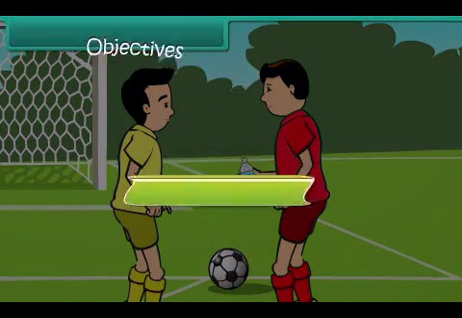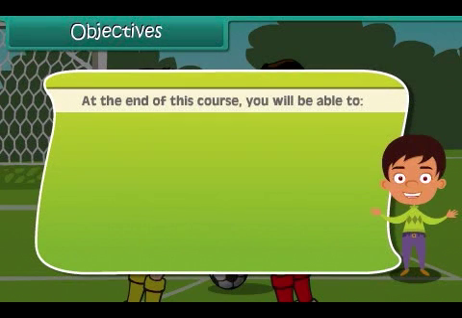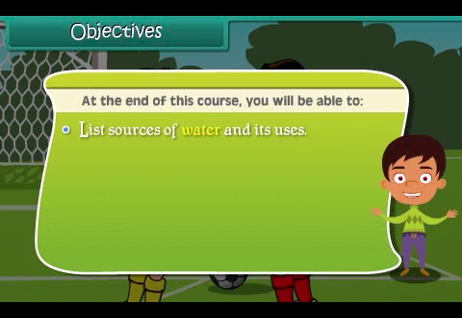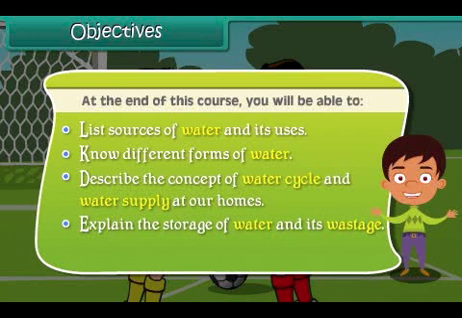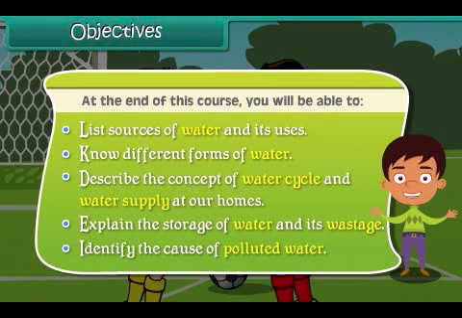Objectives. At the end of this course, you'll be able to list sources of water and its uses, know different forms of water, describe the concept of water cycle and water supply at our homes, explain the storage of water and its wastage, identify the causes of water pollution.